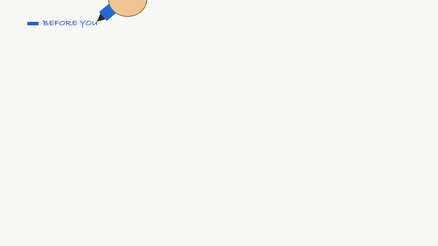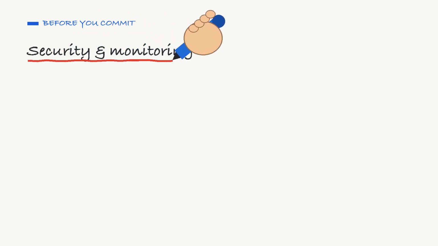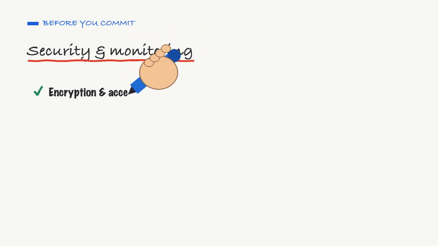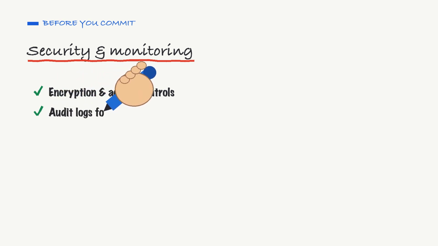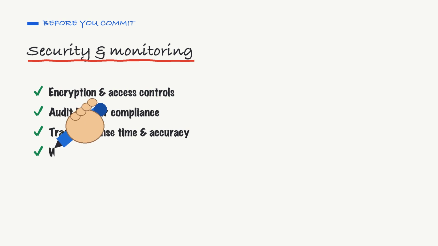Before you commit, scrutinize security. Look for encryption, access controls, and audit logs that protect your data and help you meet privacy regulations. And check the monitoring tools. Can you track response times, accuracy, and resource utilization? In production, visibility and control matter just as much as raw capability.